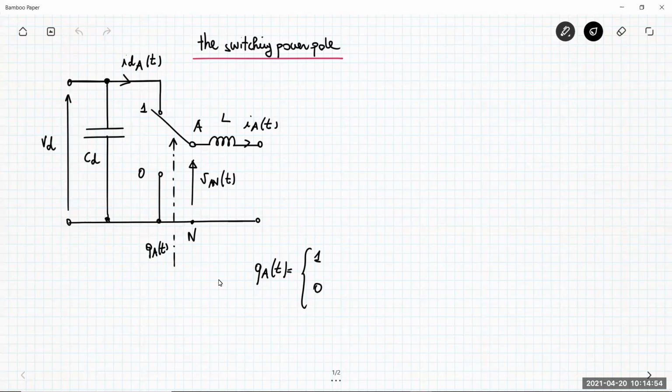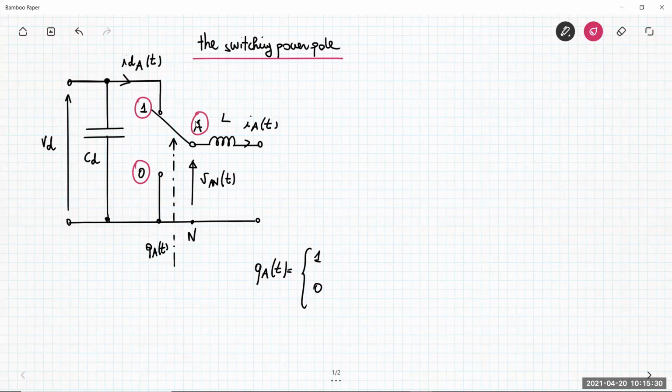In this ideal configuration of the switch, the node A is connected to node 1 or 0, depending on the unitary switching function QA, which is a low power digital signal that has the value 1 or 0. When it is 1, the node is connected to node 1, the positive polarity of the voltage VD. When it is 0, it is connected to the node N.